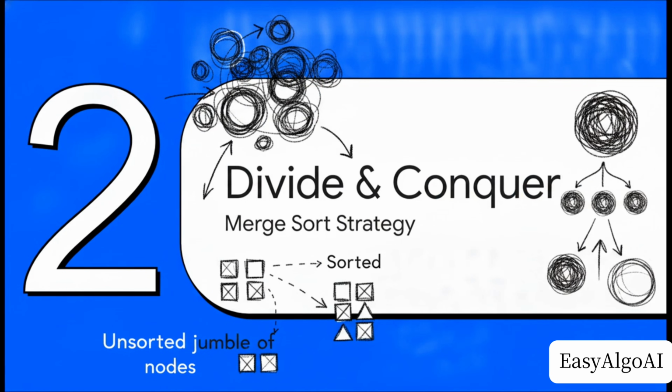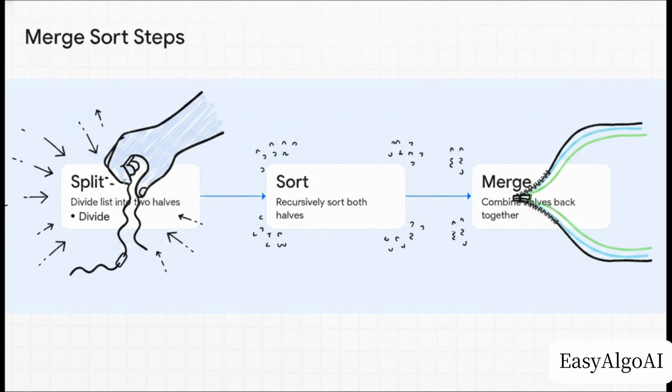Moving right along to section 2, the divide and conquer strategy. Merge sort uses this divide and conquer approach, which really boils down to 3 highly logical steps. Instead of trying to sort the entire massive list all at once, we just split it. And we keep splitting it until the problem is so incredibly small it basically solves itself. Then we just stitch the solutions back together.